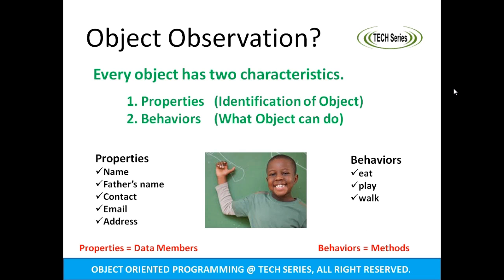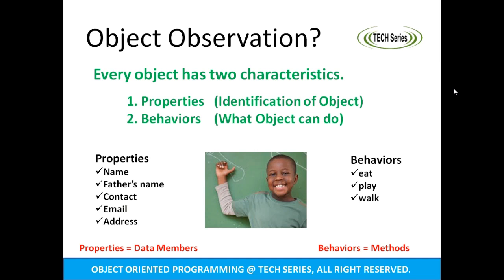So our purpose is to map real-world objects, like this boy's properties and behaviors, with our program. In order to make a program, we will represent an object's properties as data members and an object's behavior as functions or methods.